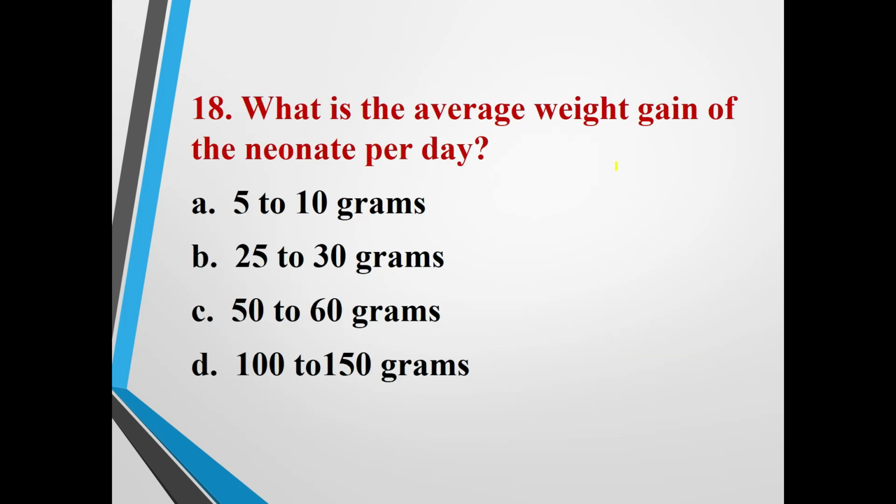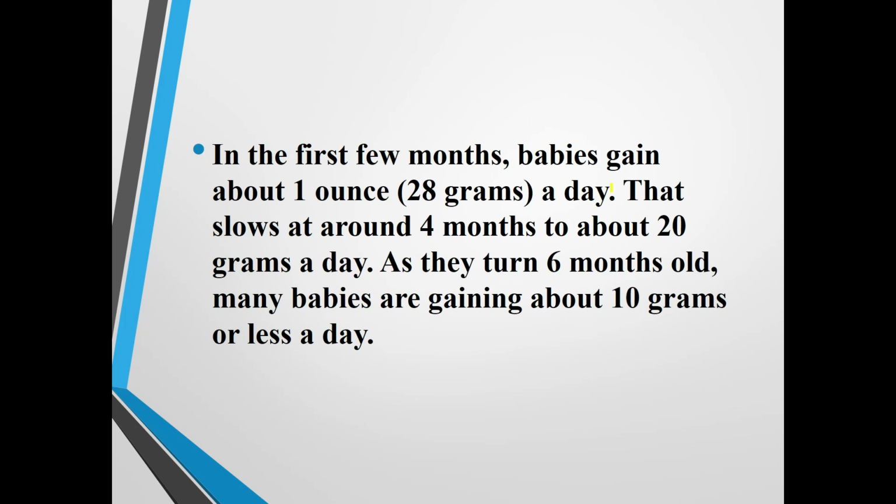Next question. What is the average weight gain of the neonate per day? Options: A, 5 to 10 grams, B, 25 to 30 grams, C, 50 to 60 grams, D, 100 to 150 grams. Answer is B, 25 to 30 grams. In the first few months, babies gain about 1 ounce, that is 28 grams per day. That slows at around 4 months to about 20 grams a day. As they turn 6 months old, many babies are gaining about 10 grams or less a day.